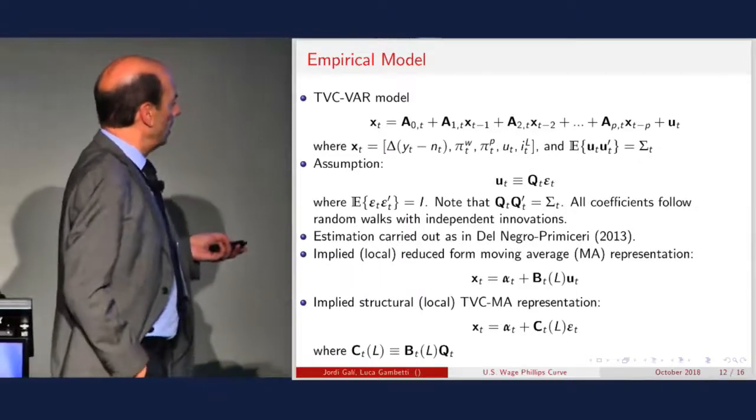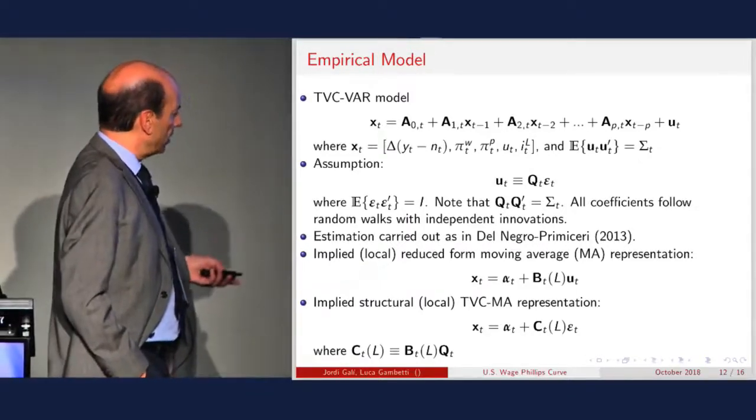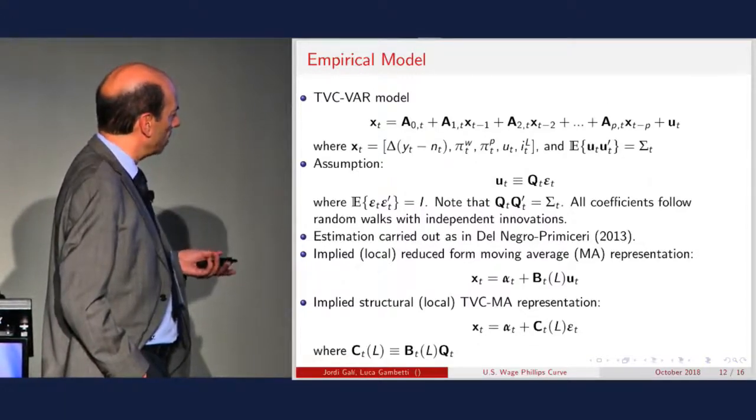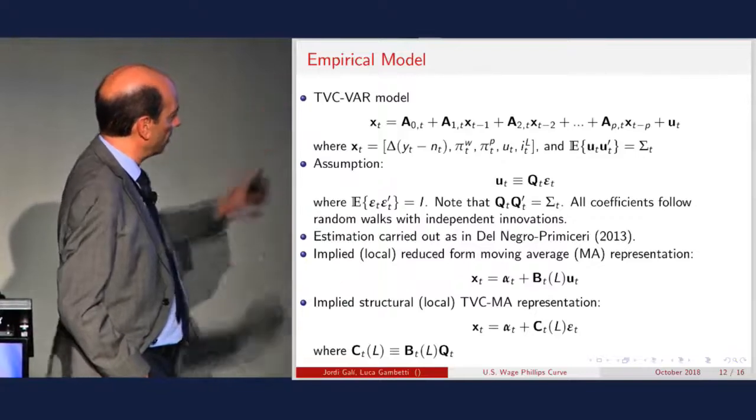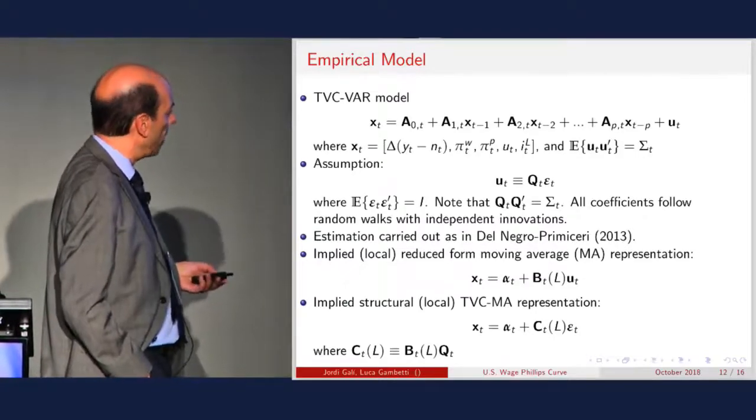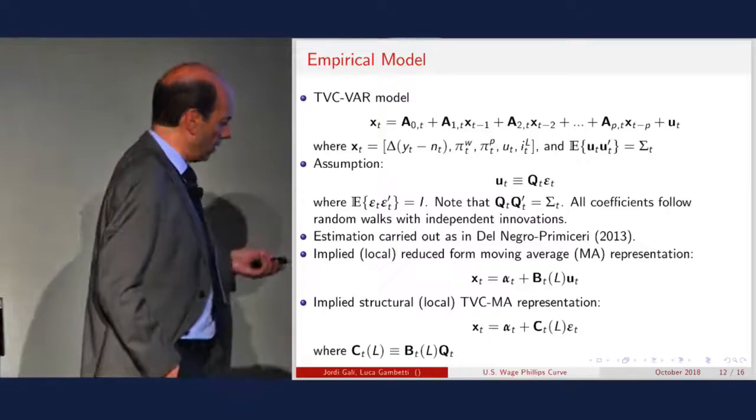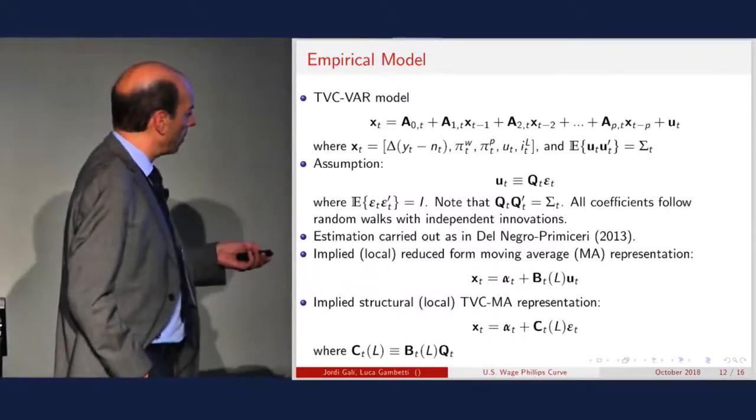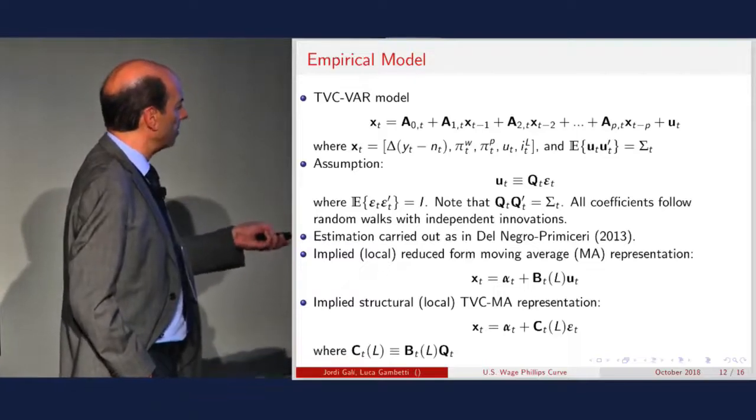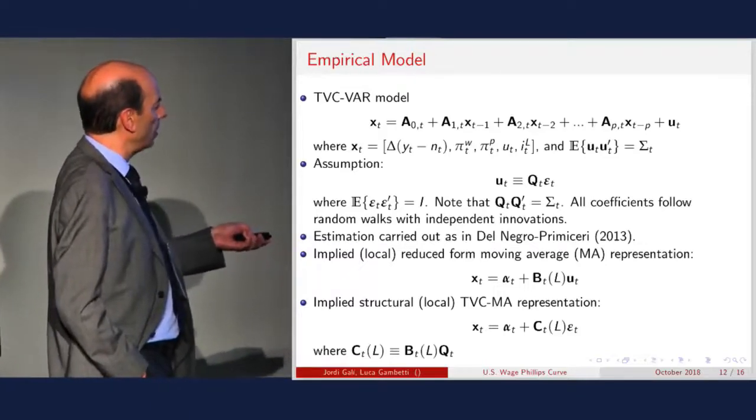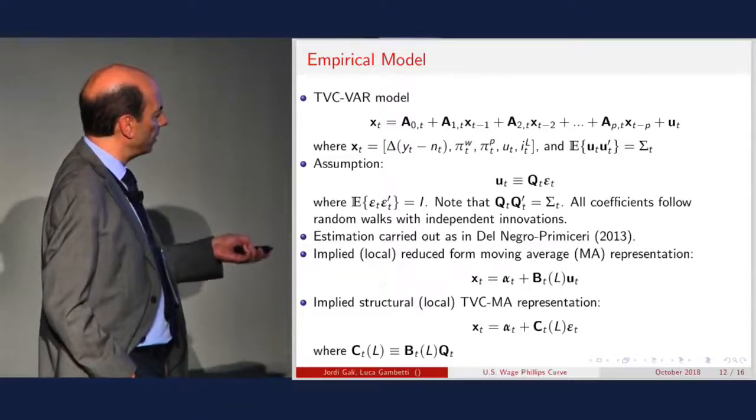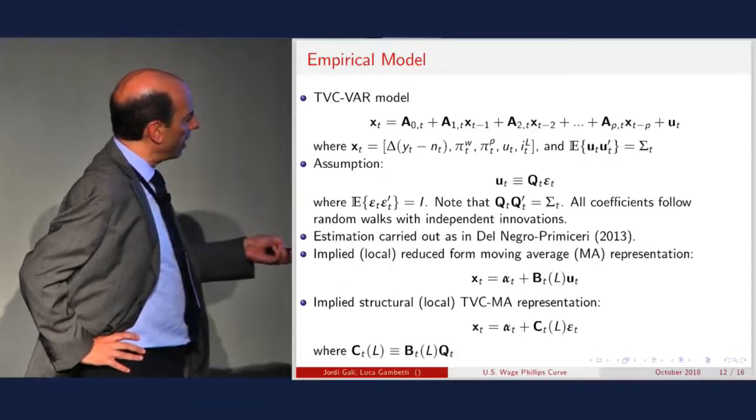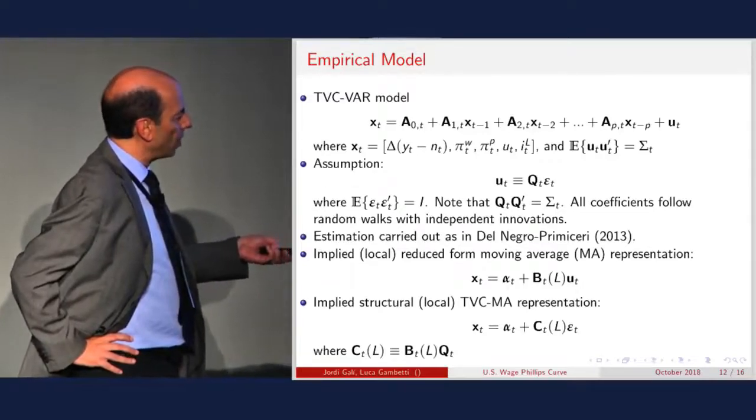Okay, so we carry out the estimation as in work by Del Negro and Primiceri. There's nothing novel in terms of the particular way we estimate this. And the outcome of this is ultimately this, what we call the structural local time varying coefficients moving average representation, which relates each variable in X_t to the current and lagged values of each of the structural shocks.